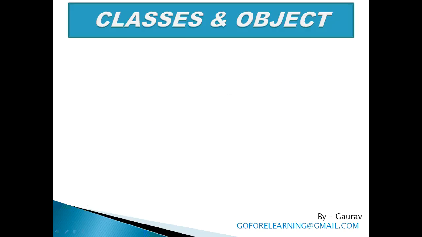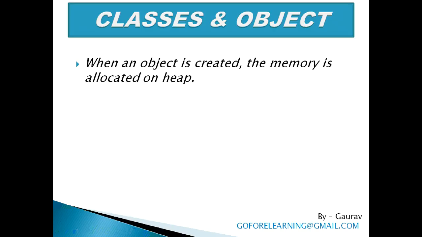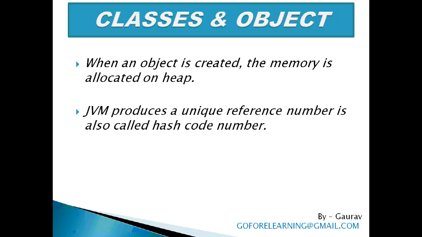Next is object creation. When an object is created, the memory is allotted on the heap. After creation of an object, the JVM produces a unique reference number for the object from the memory address of the object. This reference number is also called the hash code number. So, what is hash code? Hash code is a unique identification number allotted to the object by the JVM. This hash code number is also called the reference number, which is created based on the location of the object in memory and is unique for all the objects except for string objects.